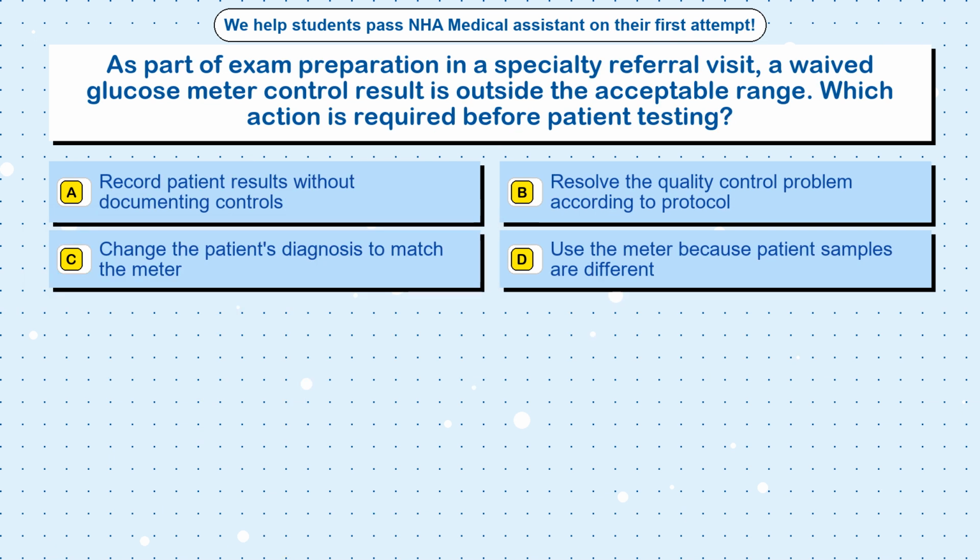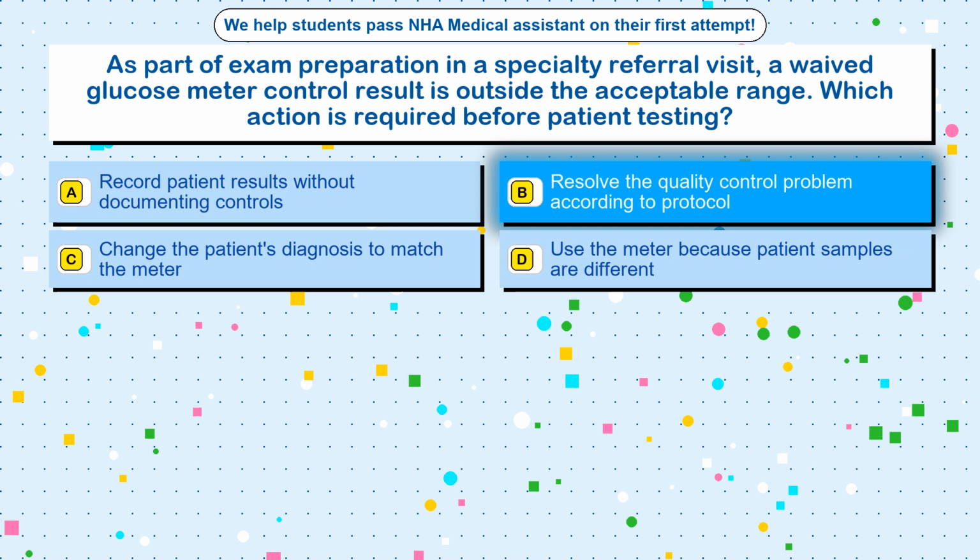Question 82. As part of exam preparation in a specialty referral visit, a waived glucose meter control result is outside the acceptable range. Which action is required before patient testing? Option A. Record patient results without documenting controls. Option B. Resolve the quality control problem according to protocol. Option C. Change the patient's diagnosis to match the meter. Option D. Use the meter because patient samples are different.